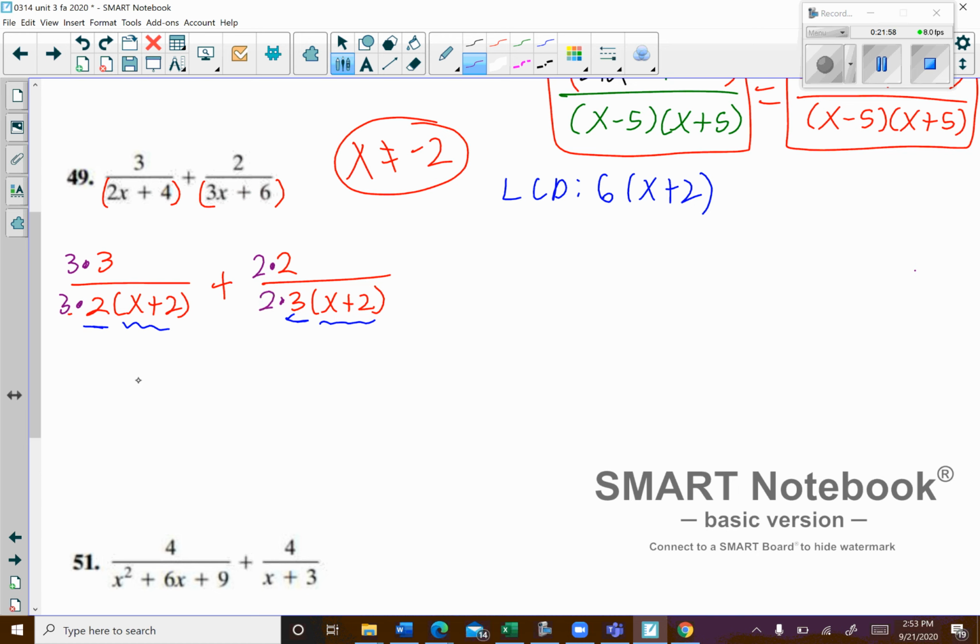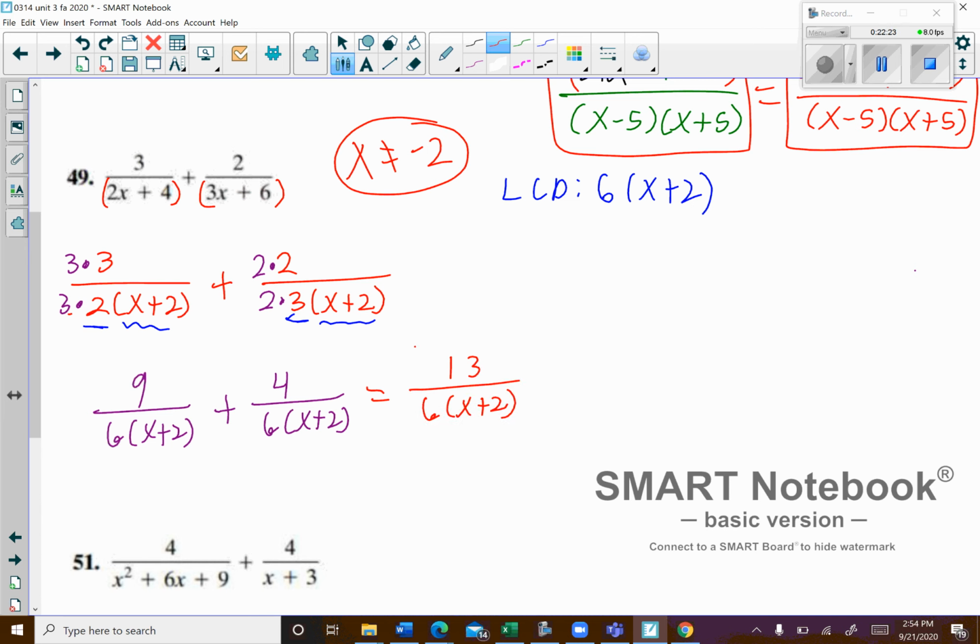So let's see, that will leave me with 9 over 6 times x plus 2, plus 4 over 6 times x plus 2. And so I have my common denominator. So now I'll do 9 plus 4, which is going to be 13, all over 6 times x plus 2. And there we are.